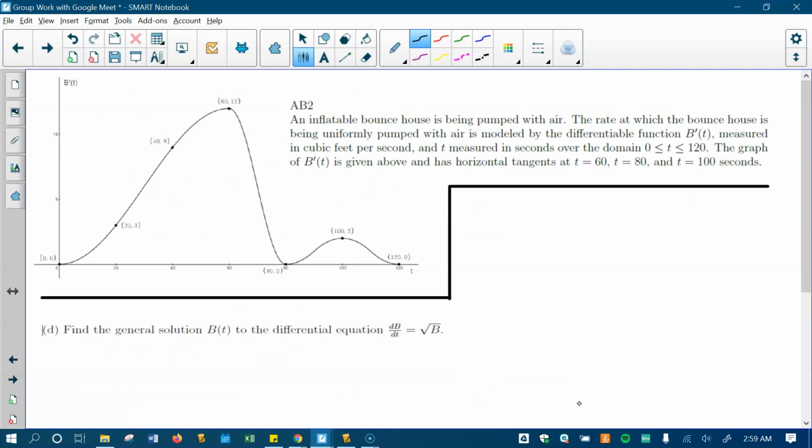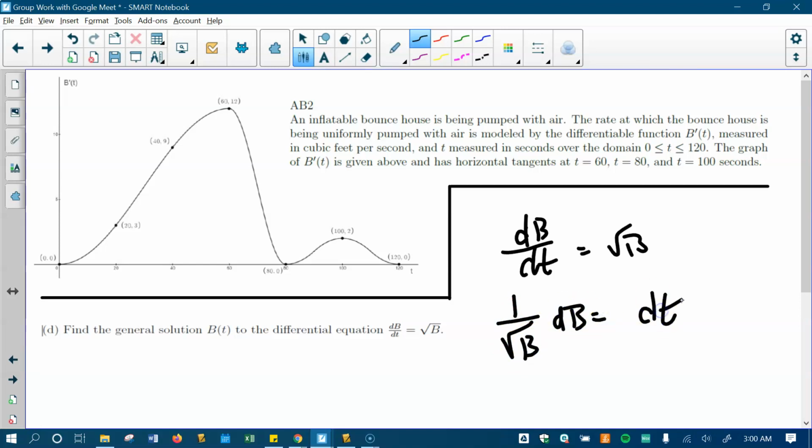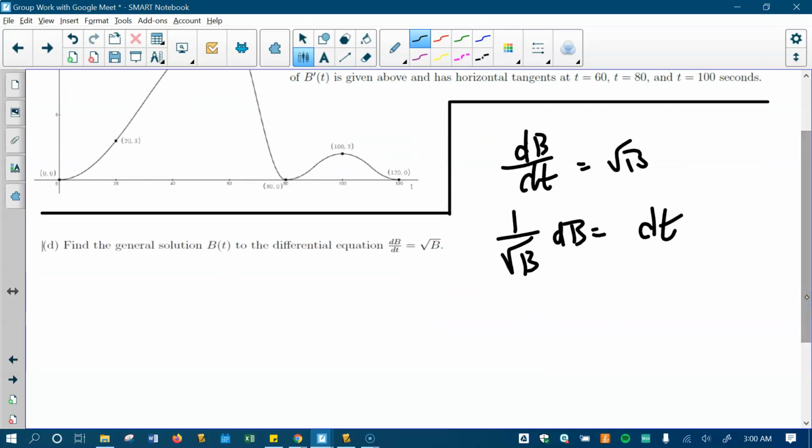Okay, next, find the general solution to the differential equation, db dt equals root b. All right, let's do it. We have to separate and integrate. So to separate and integrate, get all your b's on one side, all your t's on the other. So we'll have 1 over root b db is equal to dt. So I divided by root b and I multiplied by dt. Then I'm going to just rewrite this because I don't really like that looking thing. I'll do b to the negative half db is equal to dt.